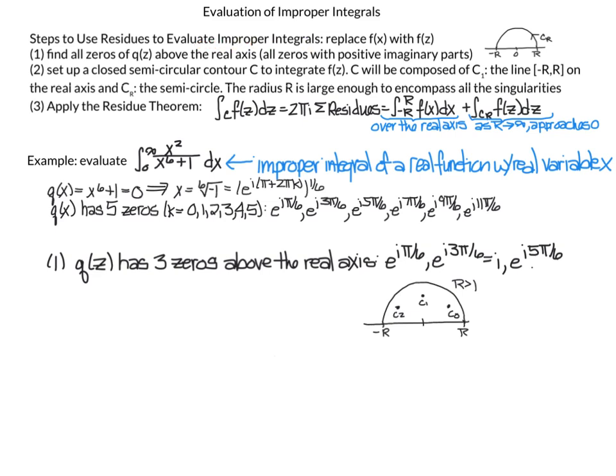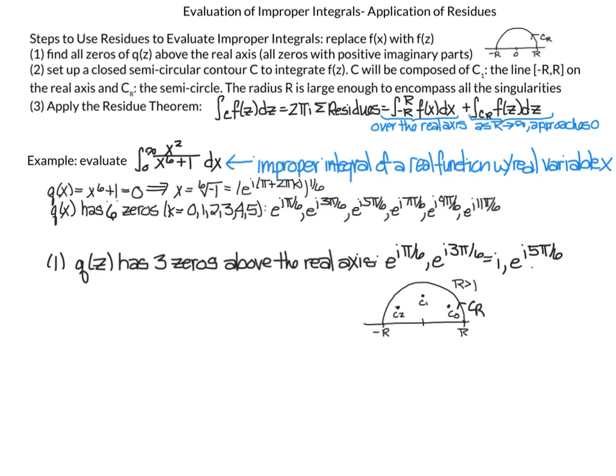So this is step 1. We found all the zeros of q of z above the real axis. Step 2, we're going to set up our closed semicircular contour C to integrate f of z. So C will be composed of C1, the line between negative r and r along the real axis, that's here. And then C of r, the semicircle. So this is our C of r. I guess I should label that C of r.